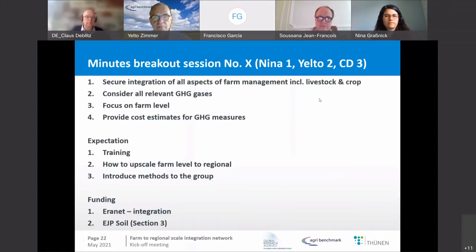Then we had a quick debate on how to prioritize farm level research versus regional scale and upscaling. Even though we saw the need for regional upscaling, we agreed that for the time being, the focus should be on farm level results. And the fourth point was that it's crucial that we are able to deliver cost estimates for greenhouse gas measures that can then be used by others also for more highly integrated aggregated models.